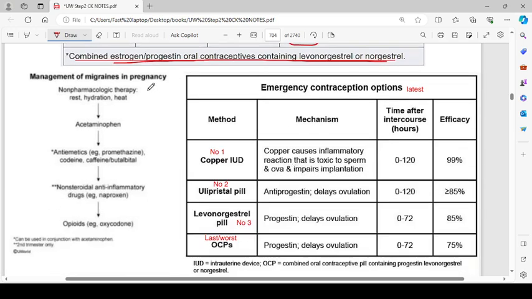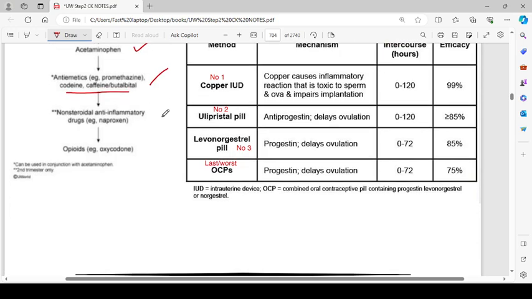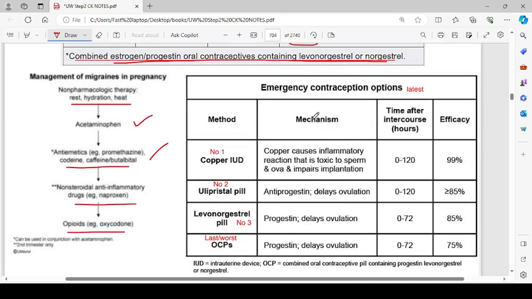So management of migraine in pregnancy: non-pharmacological therapy, that is rest, hydration and heat; acetaminophen; antiemetics, for example promethazine; codeine, caffeine and butalbital; non-steroidal anti-inflammatory drugs, for example naproxen; and opioids, for example oxycodone.